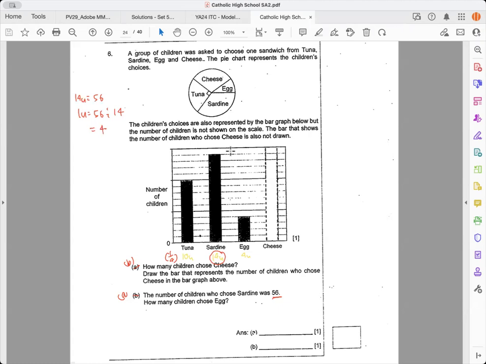How many children chose egg, which is 4U? So 4U is equal to 4 times 4, 16. This is the answer, 16, part A. Part B, how many children chose cheese?